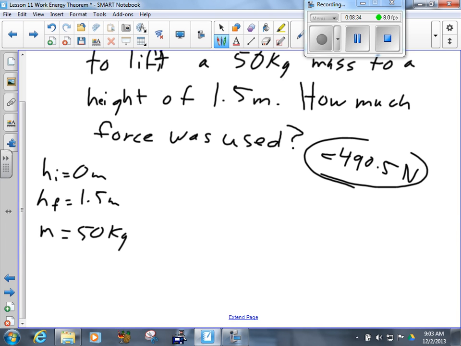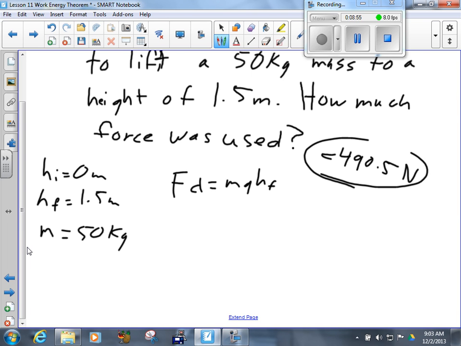Okay, and yeah, so we're good with that. All right, so if work is a change in energy, we've got force times distance equals m times g times h f minus m times g times h i, which was going to be 0 anyway. All right, so I'm going to leave it at this.